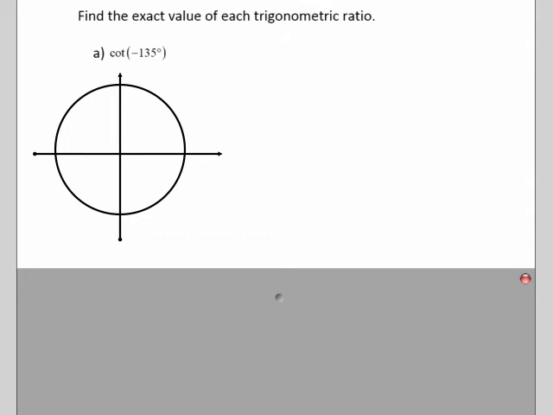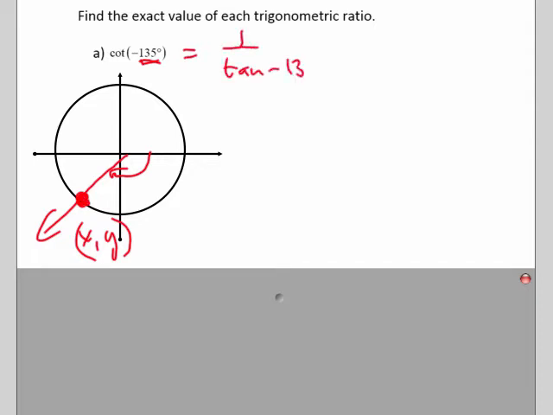So in our first question, we want to find the exact value of the cotangent of negative 135 degrees. Let's just begin by drawing that out. 135 degrees measured counterclockwise would be approximately there. We have a circle drawn here, and our point of intersection is x comma y. We know that the definition of cotangent is the reciprocal of tangent, or I could write simply x over y, which is the reciprocal of tan, which is y over x.